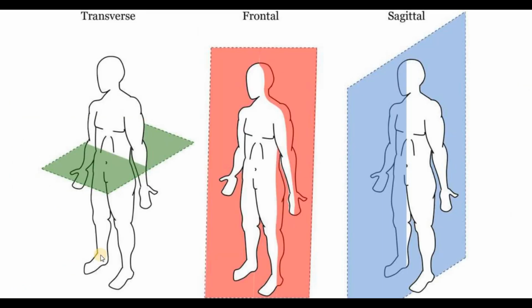So here we can summarize these three planes: transverse plane dividing the body into upper and the lower parts, frontal plane divides the body into anterior and posterior sections, then the sagittal plane divides the body into left and right.